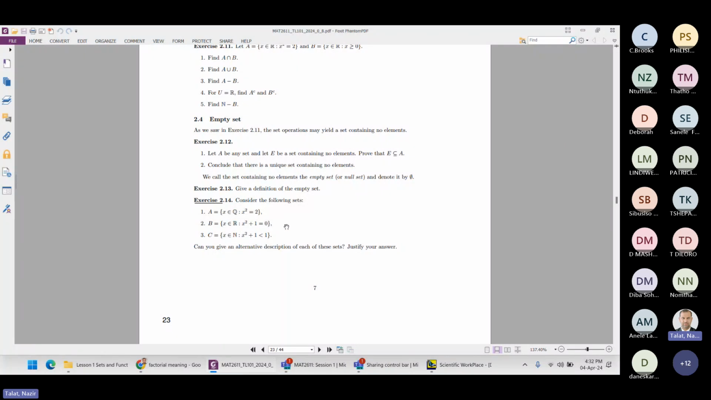So B is the empty set because there is no real number whose square plus 1 equals 0. And similarly, there is no natural number for which square plus 1 is strictly less than 1. So C is also the empty set.